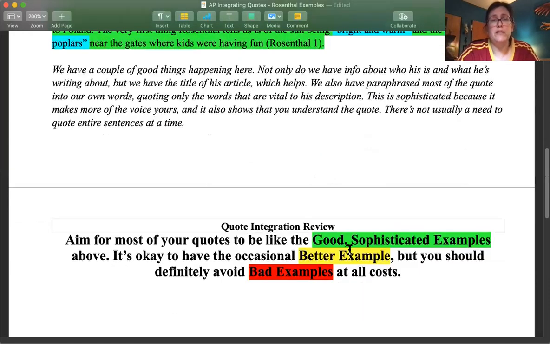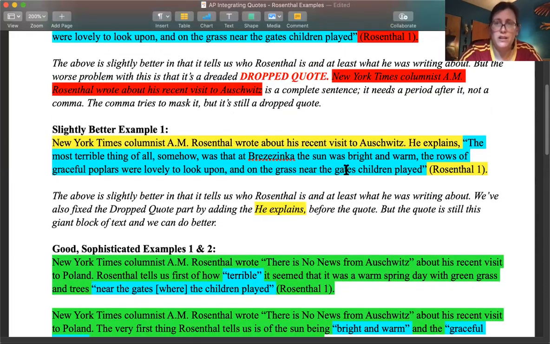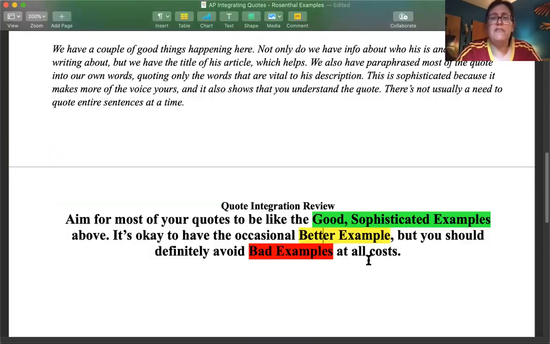The goal in your research paper is to aim for most of your quotes to be like these, the good, sophisticated examples. It's okay to have the occasional yellow one, kind of like this. But we definitely want to avoid the bad examples at all costs. This is something that at the AP level should absolutely not happen in your research papers. You get to college and write like that, your professors are going to be horrified.